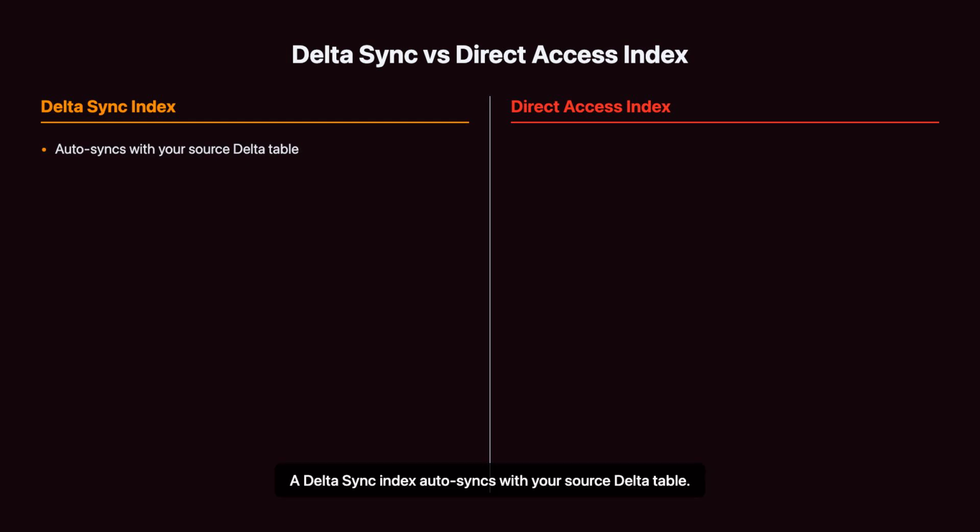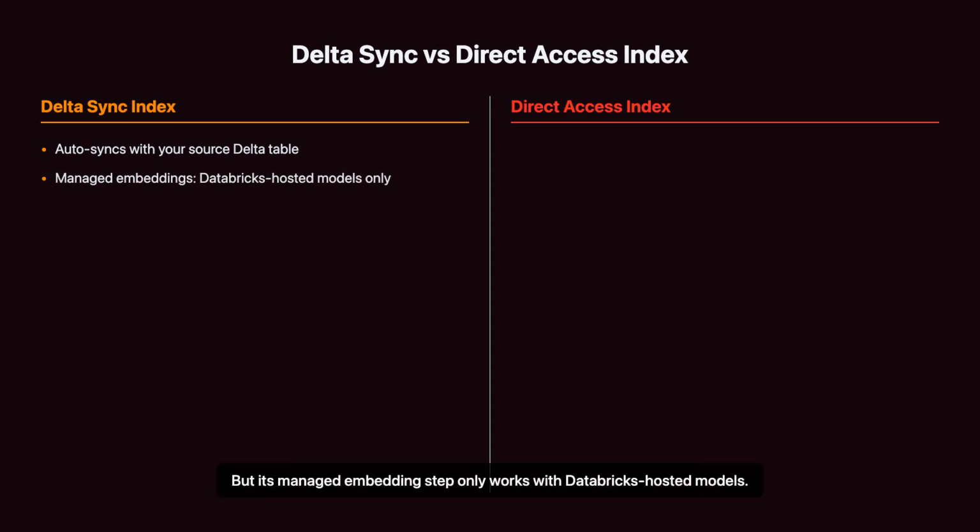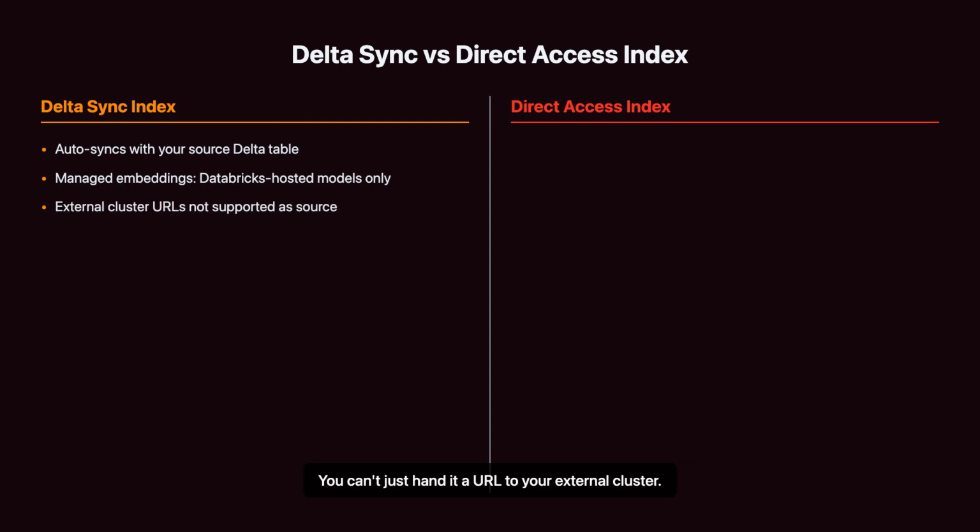A delta sync index auto-syncs with your source delta table, but its managed embedding step only works with Databricks hosted models. You can't just hand it a URL to your external cluster. Direct access is different. You own the vectors. You call create_direct_access_index, then upsert rows with your pre-computed embeddings. No re-embedding, no quality loss.